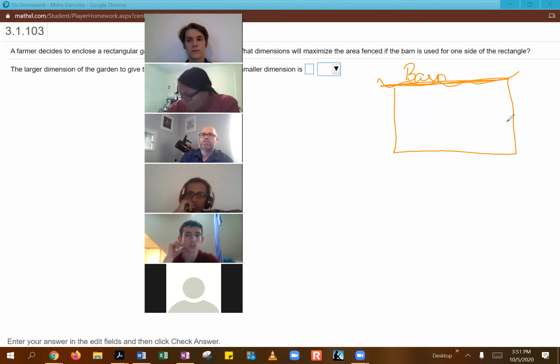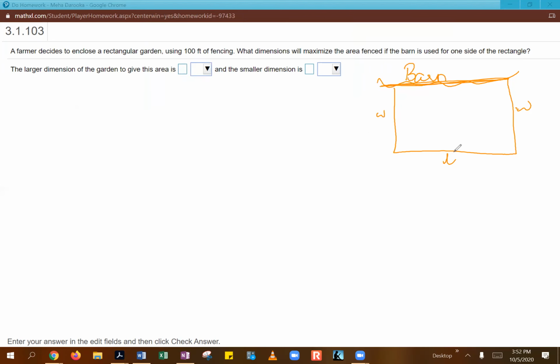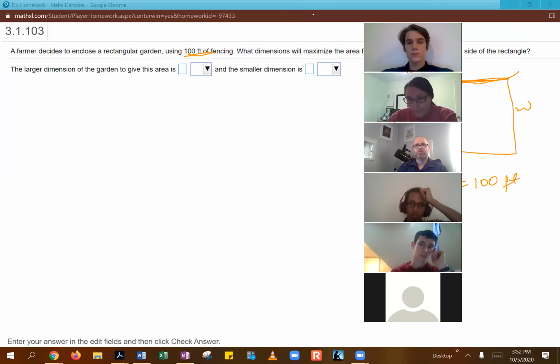So if you think of this as the width of our garden, and this being the length, and they're telling us we are using 100 feet of fencing. Think about this: if I take the two widths added with the length, that should add up to 100 feet of fencing, right? So that's basically your perimeter formula.